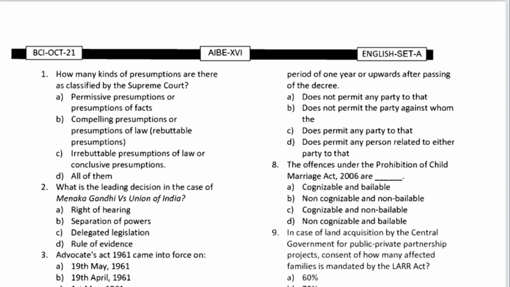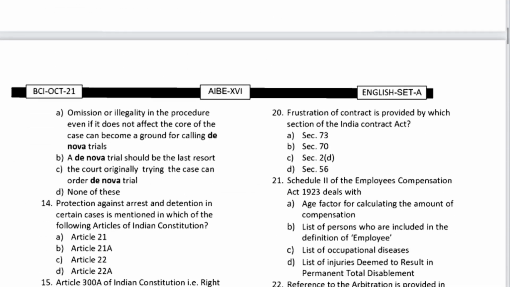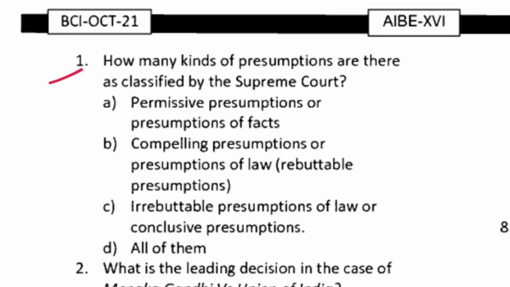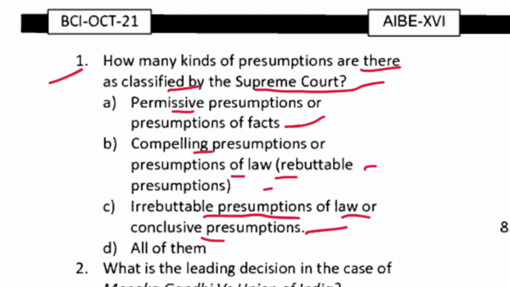So now let's move to the question paper. You can see the paper comes like this. Question number 1 is, how many kinds of presumptions are there as classified by the Supreme Court? Presumption of facts, permissive presumptions; presumption of facts, compelling presumptions or presumption of laws, rebuttable presumptions; all of these are there, and irrebuttable presumptions of law or conclusive presumptions. All of them, D is the answer.